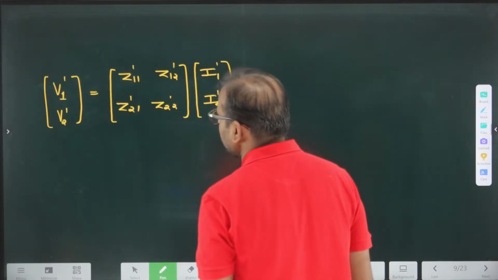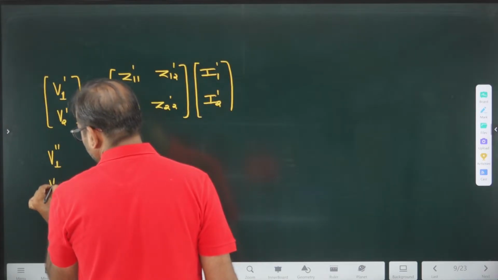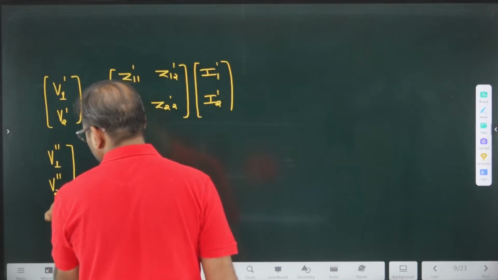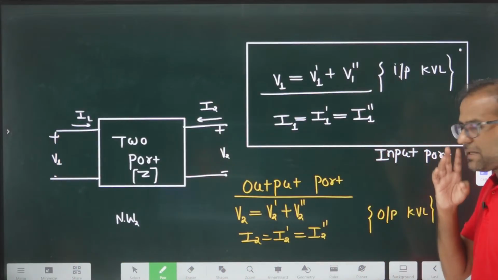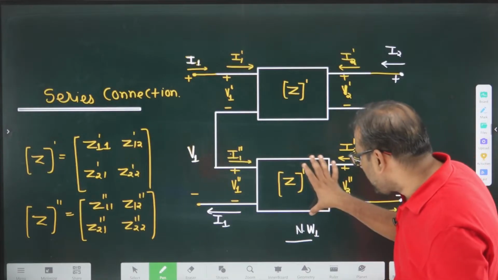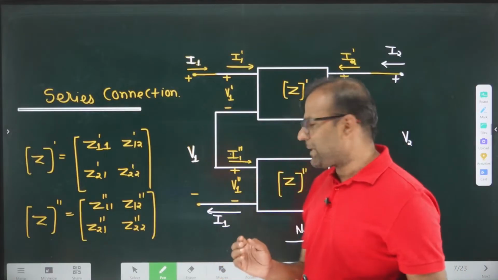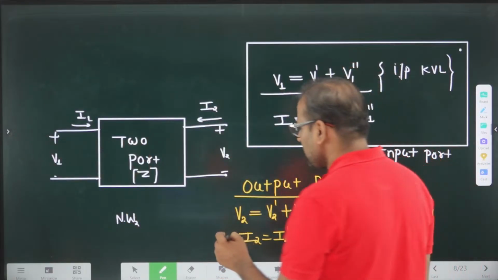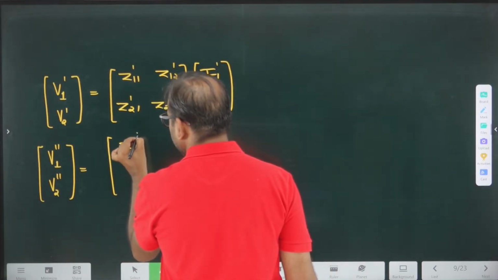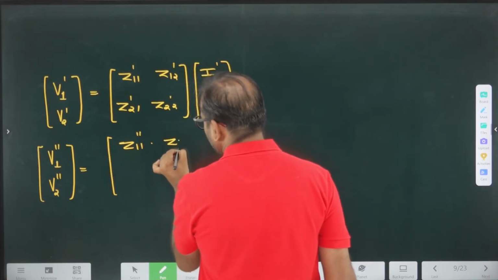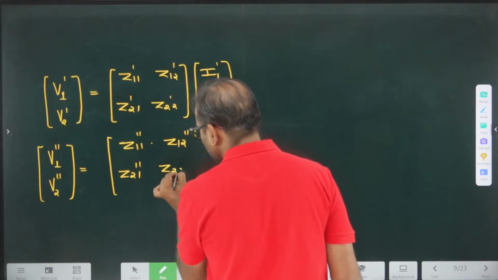Correct? What is the second? The second is V1 double prime, V2 double prime, V1 डबल प्राइम एंड V2 डबल प्राइम. अब मैं Z पैरामीटर लिख रहा हूं किसके लिए? पोर्ट नंबर 2 के लिए. और पोर्ट नंबर 2 ये है, तो यहां के इनपुट और आउटपुट वोल्टेजेस, दीज वोल्टेजेस आर V1 डबल प्राइम एंड V2 डबल प्राइम, द इनपुट एंड आउटपुट वोल्टेजेस. सो आई विल राइट V1 डबल प्राइम, V2 डबल प्राइम इज इक्विवेलेंट टू Z11 डबल प्राइम, Z12 डबल प्राइम, Z21 डबल प्राइम and Z22 double prime.